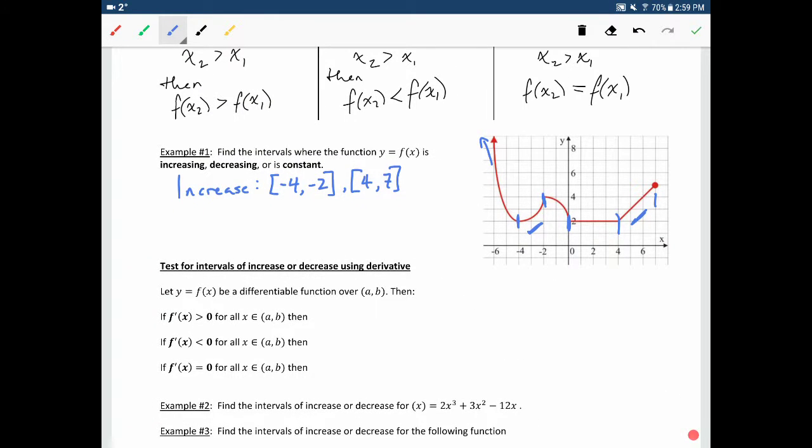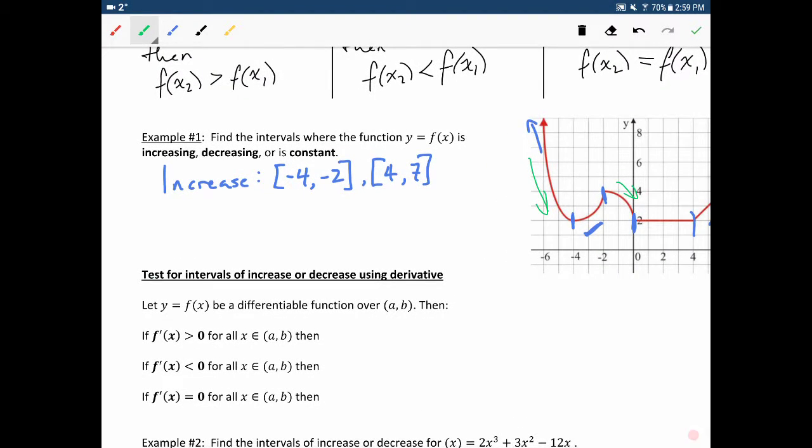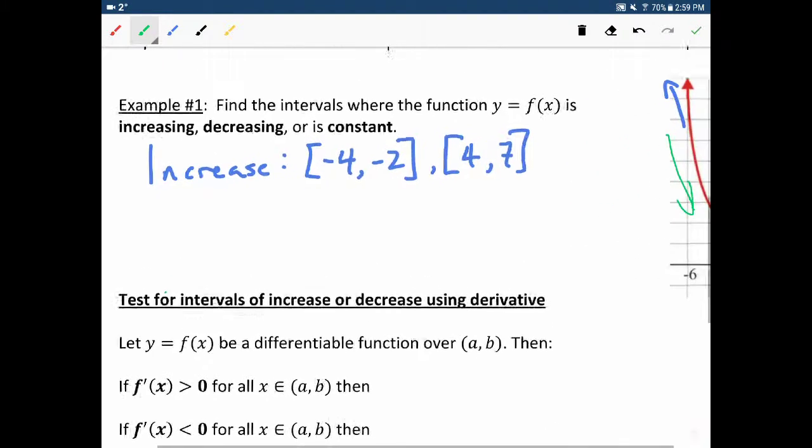So when is it decreasing? Well, let's just switch colors. Decreasing, we're coming in here, going in there, and that looks like it's it. So between -infinity and -4.